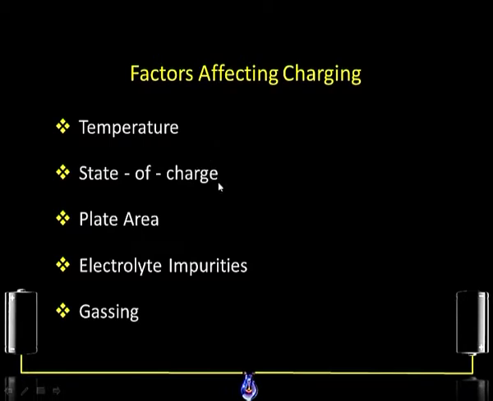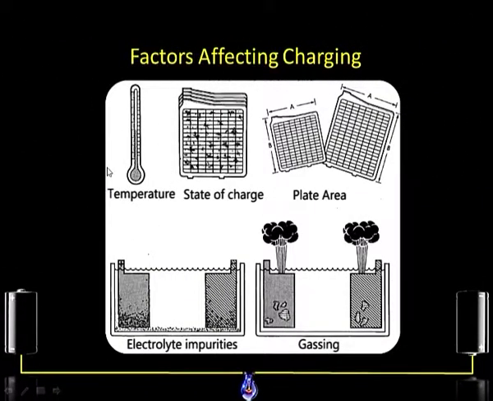For charging of a particular battery or cell, there are mainly 5 factors which have to be considered: temperature, state of charge, plate area, electrolyte impurities and gassing. Temperature. If we decrease the temperature, it will resist the charging. So, as you have already seen in your day-to-day life, if the battery is cold, it will take longer to charge, while a warm battery will take less time to charge. And never even attempt charging a frozen battery, it can never charge.